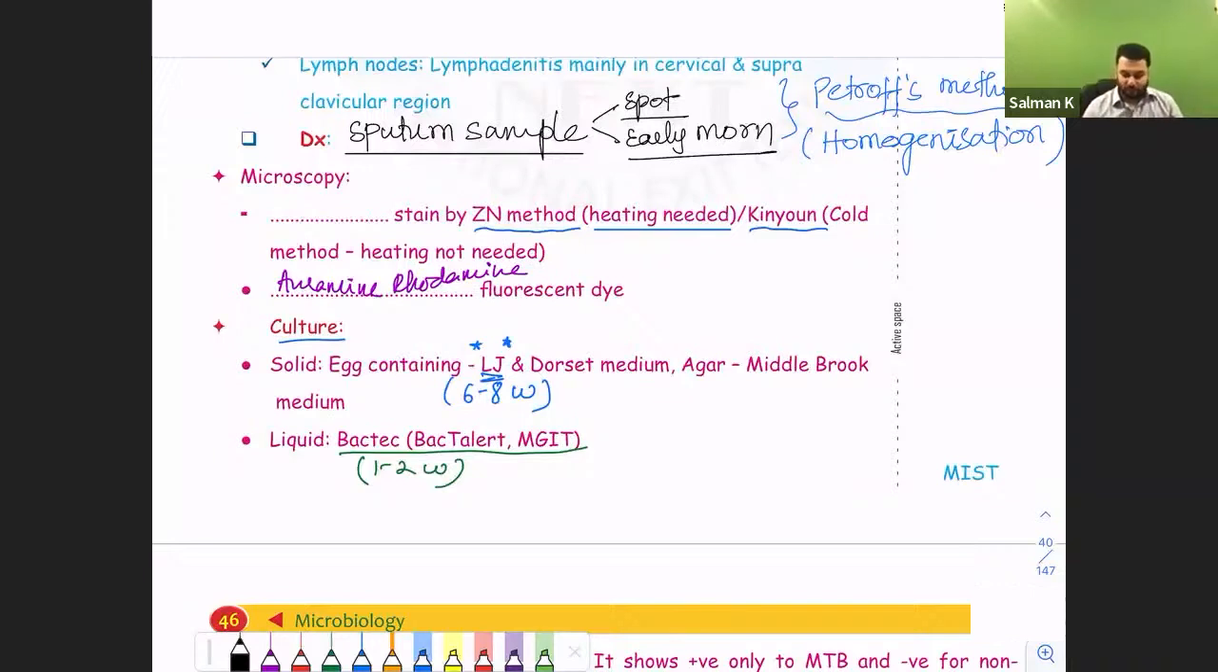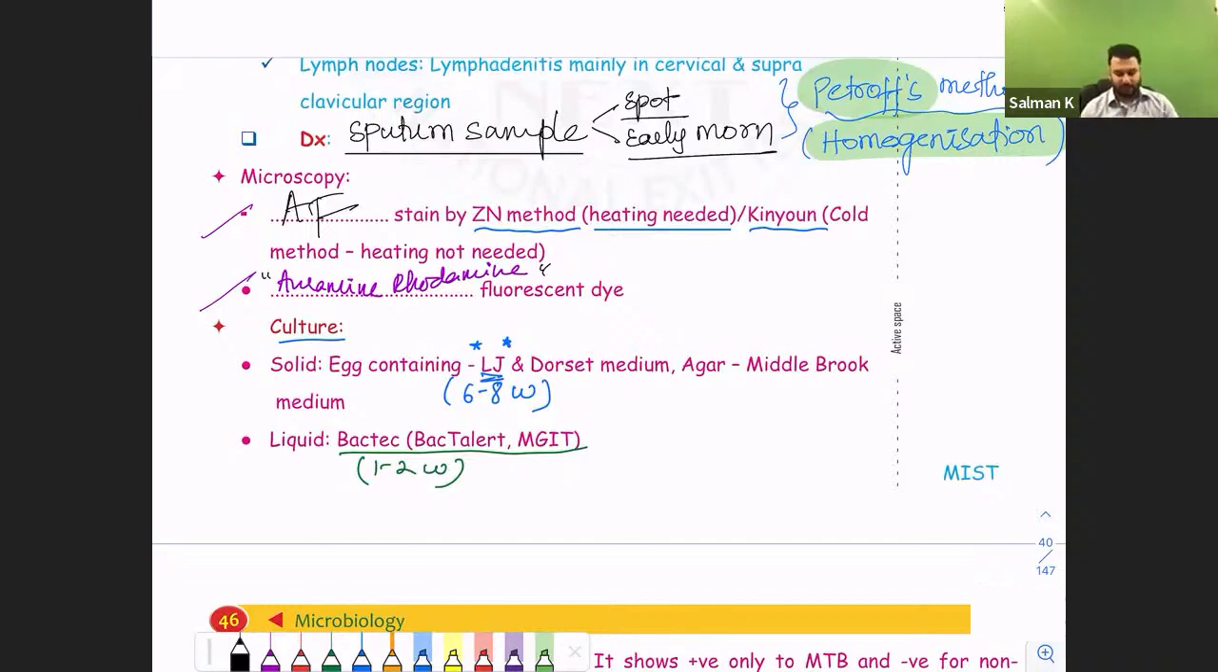And we will have to clean this sample, called homogenization, by using Petroff's method. Think of it like that. Once the sample for TB is available, all you're going to do is stain it. One is known as the acid-fast stain, and the second is known as the auramine rhodamine stain. So these are the two things right now. One is the acid-fast stain. Second is the auramine rhodamine stain.